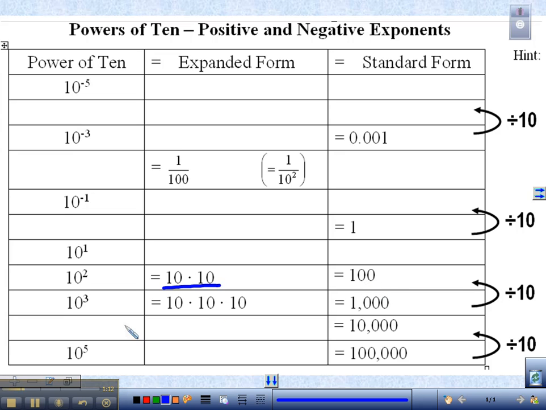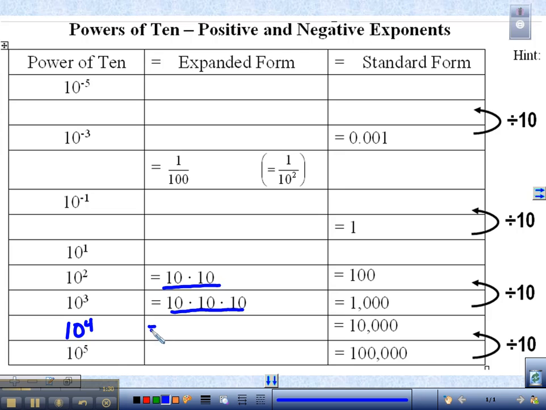All right, let's jump down to 10 to the third. 10 to the third means 10 times 10 times 10. If you multiply that out, you get 1,000. Okay, well, we're following the pattern here. We went 10 to the first, 10 to the second, 10 to the third. What goes here? Yep, 10 to the fourth.